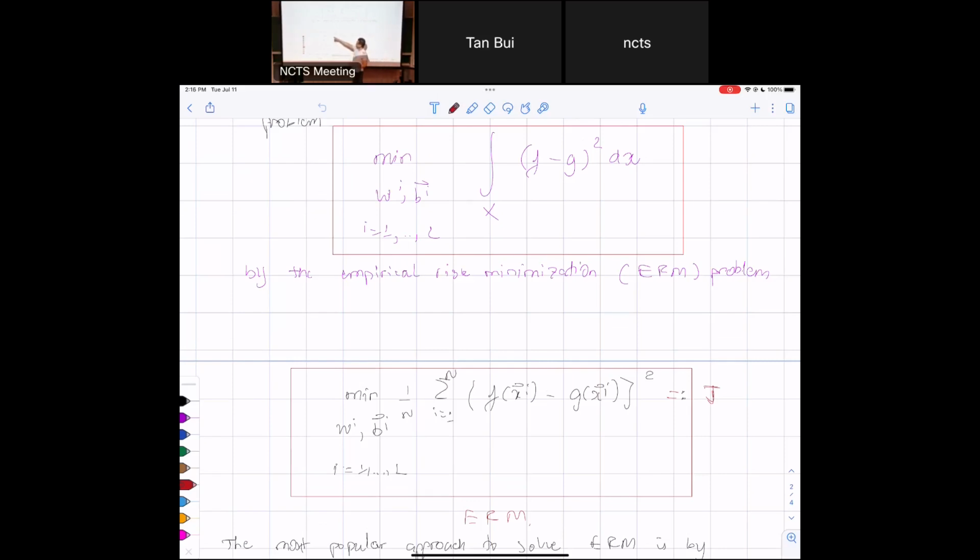But then 1 over n here, why? And why don't I have any weight? Why can I just sum them up like this?